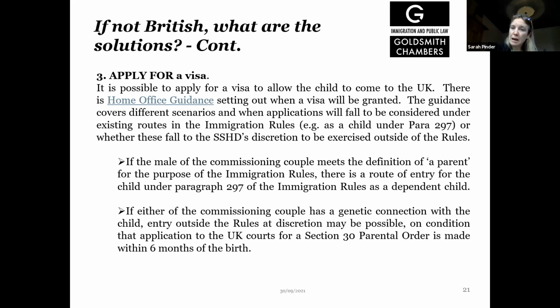We're moving away now from the nationality law provisions, and the third solution, the third route that persons can explore in order to enable the child to travel to the UK, is applying for a visa. And is that more simple, Sarah? Yeah, I mean, yes and no.